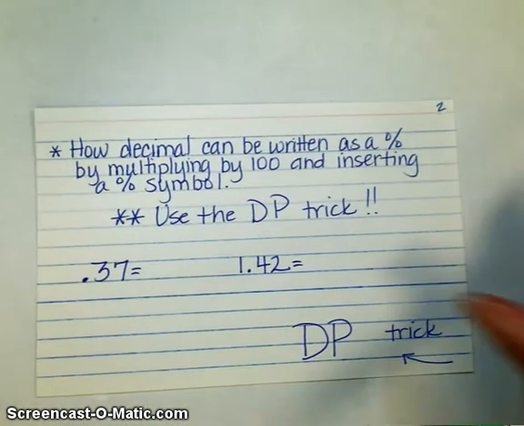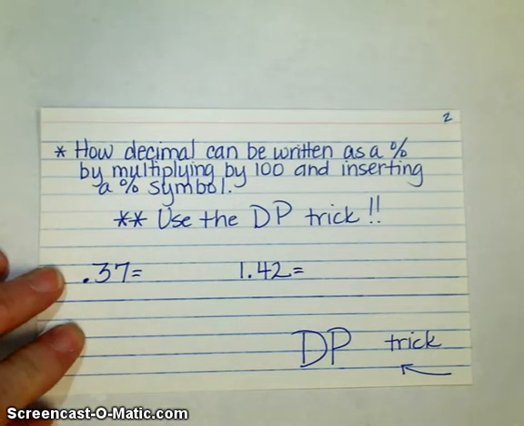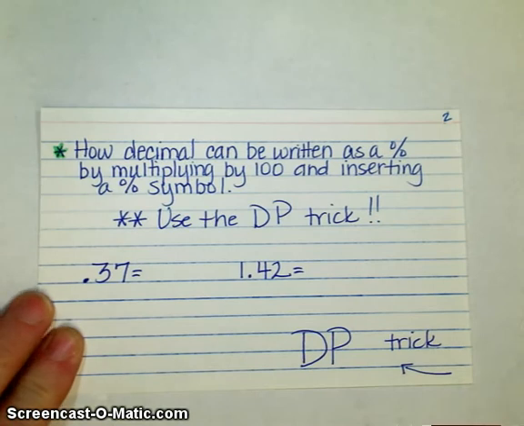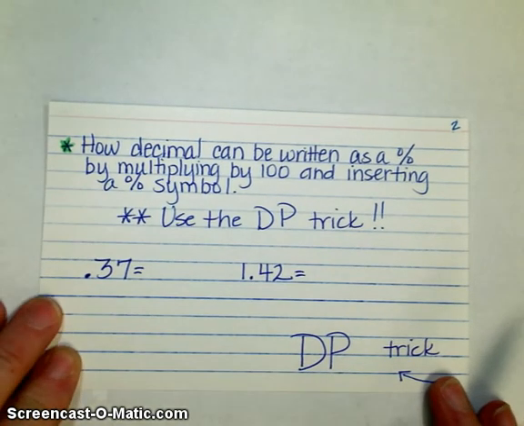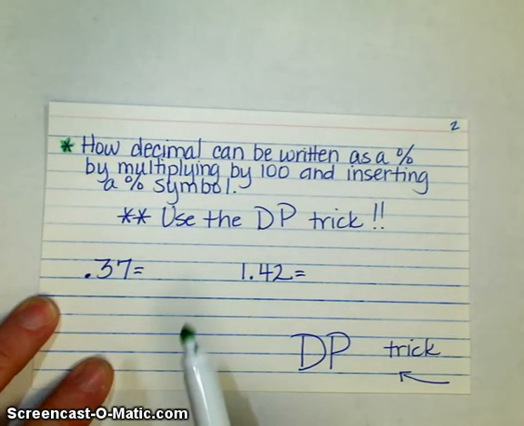This next one says, how can a decimal be written as a percentage? By multiplying by 100 and inserting the percent symbol. Well, here's the deal.